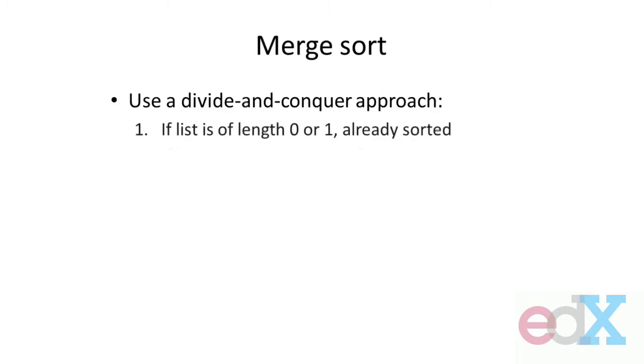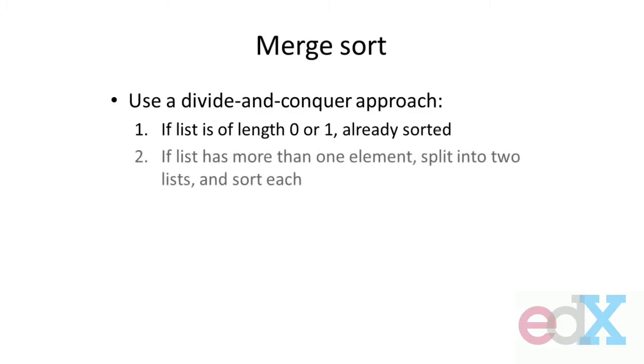If the list is of length 0 or 1, I'm done. It's already sorted. But if it's bigger than 1, let's just split the list into two parts, and let's sort each one of those. And of course, those may involve some additional splits. But if I could sort each of the sublists, and I assume I can do that faster than sorting an overall list, then I'm going to merge the results. And the merge takes advantage of the fact that the two lists are sorted.